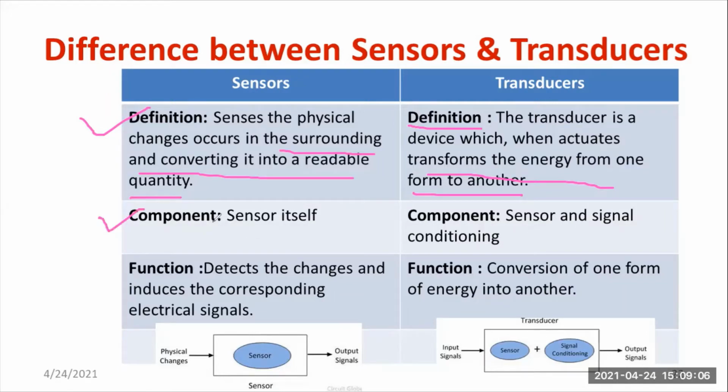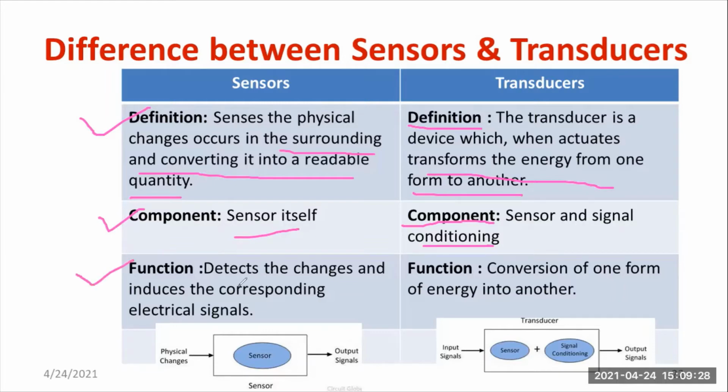If I talk about the components present inside, the sensor itself is the only component. The transducer comprises both a sensing element as well as a signal conditioning device. So I should say that the sensor is a part of the transducer. That is one of the important differences.